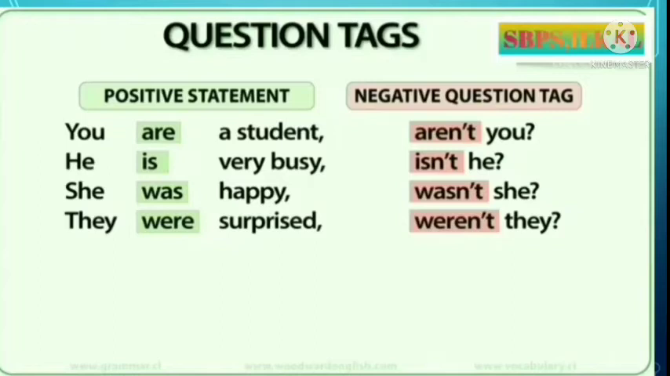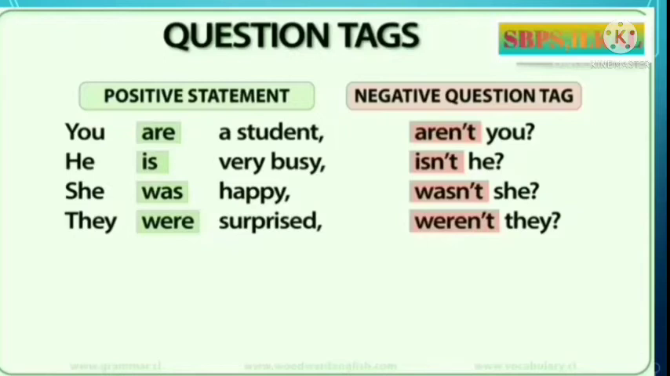Okay, here are some sentences with question tag. The sentences are positive. For these positive statements, there are some negative question tags. Let us revise. You are a student, aren't you? He is very busy, isn't he? She was happy, wasn't she? They were surprised, weren't they? Okay, children, so statements are positive. So we must write the negative question tags here.